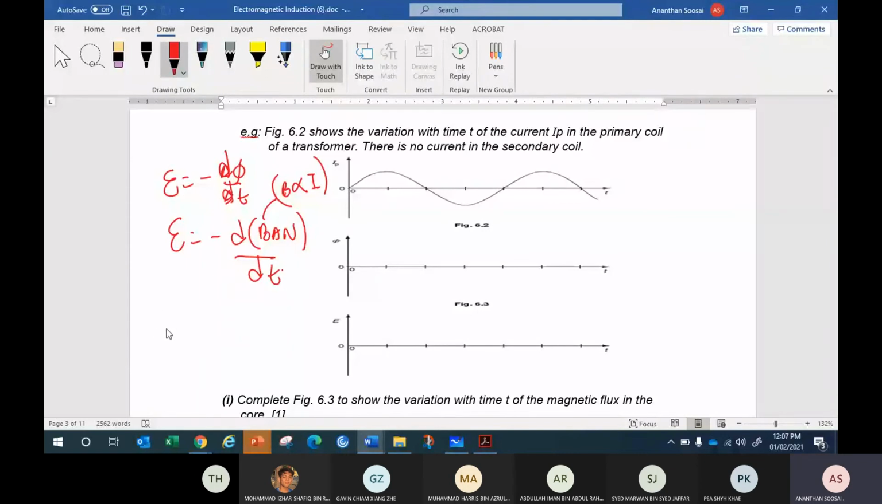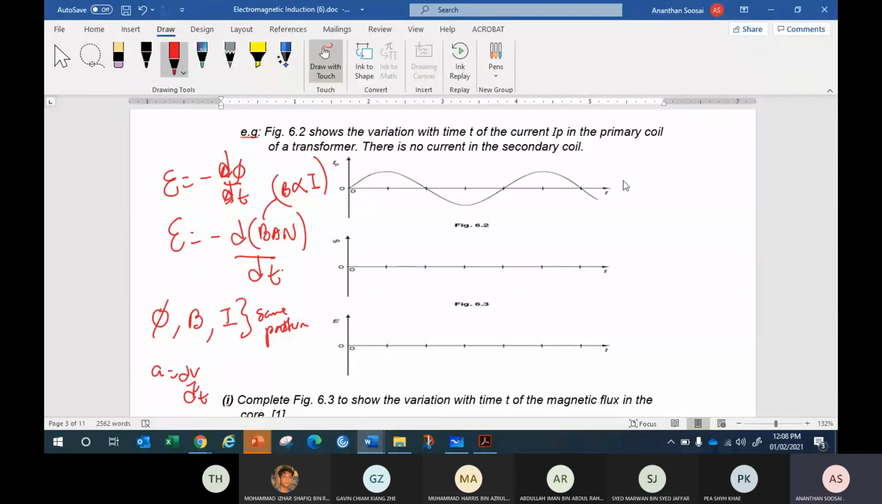So what graphs are always the same? Flux, magnetic field, current. The graphs are always the same shape, the same pattern. For EMF, you treat the flux as the velocity, and the EMF is analogous to acceleration, which equals dv over dt. So you can find the acceleration graph, flip it about the x-axis, and you get the EMF graph.